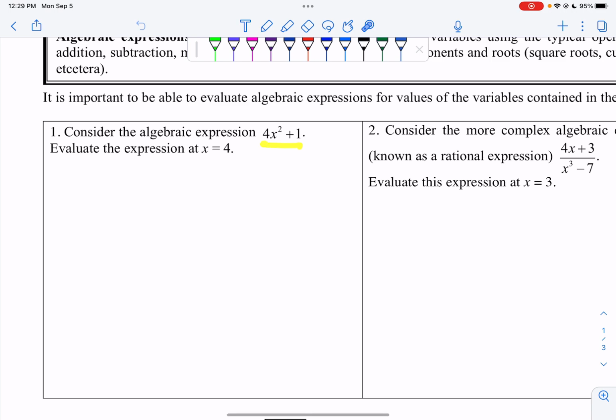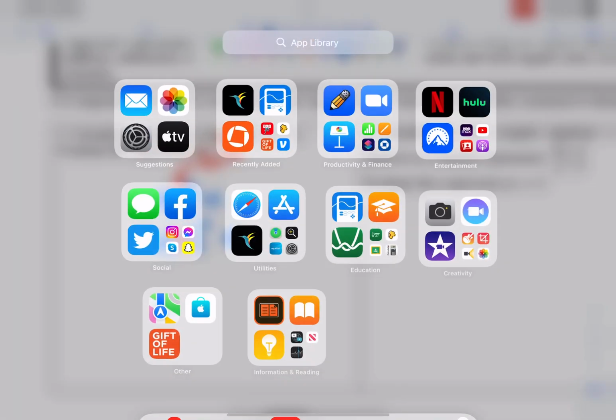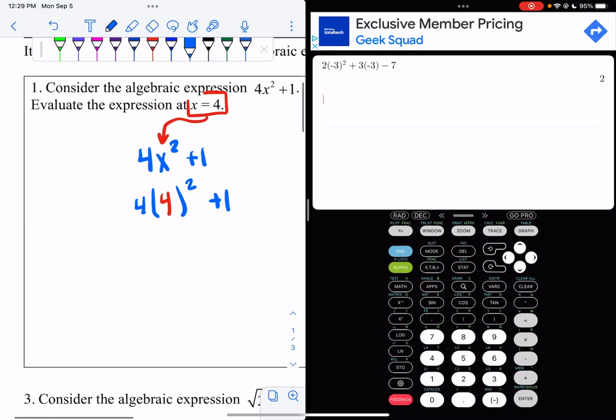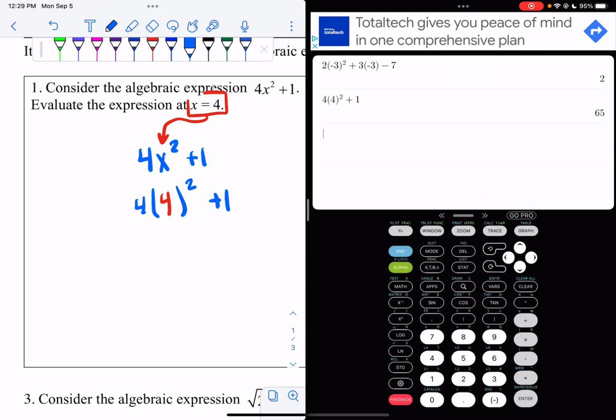So here we have 4x squared plus 1, so we rewrite it. And everywhere we see an x, we're going to substitute a 4. So I have 4 times 4 squared plus 1. And now I'm going to type this into my calculator. So I have 4, parenthesis 4, square it, and then add 1. Now I hit enter, and I get 65. And that's my final answer.